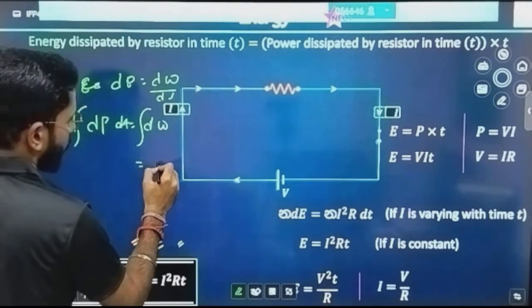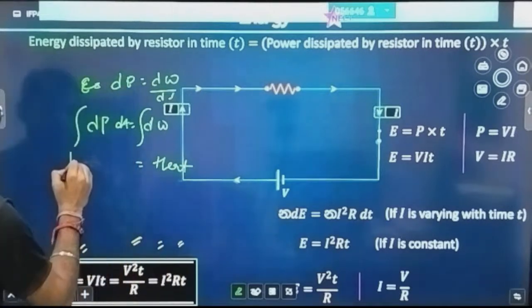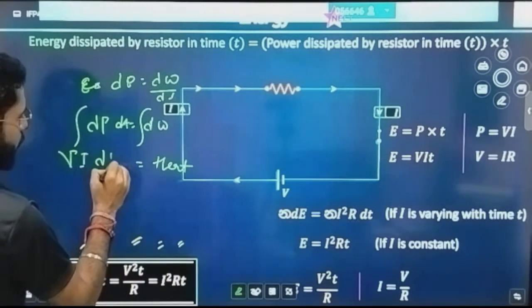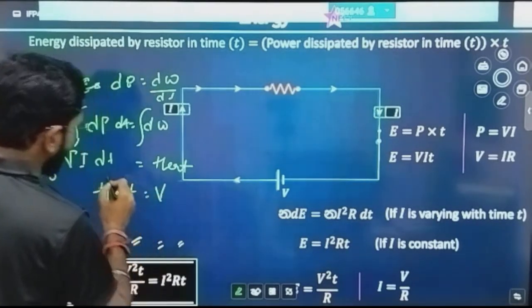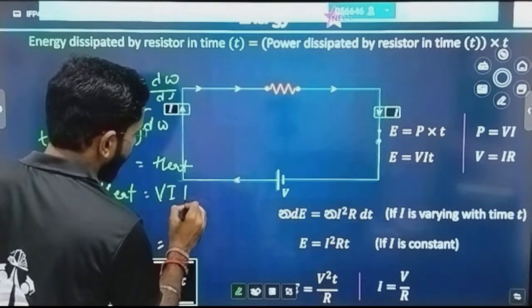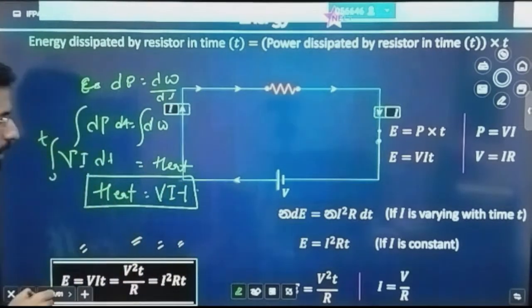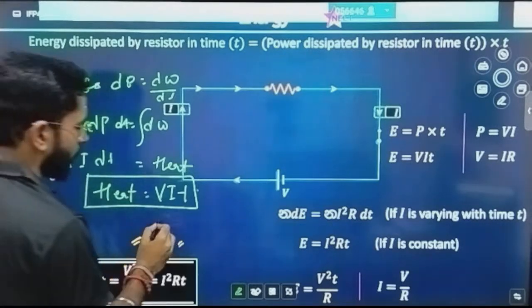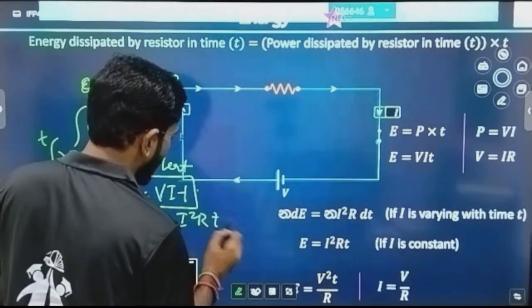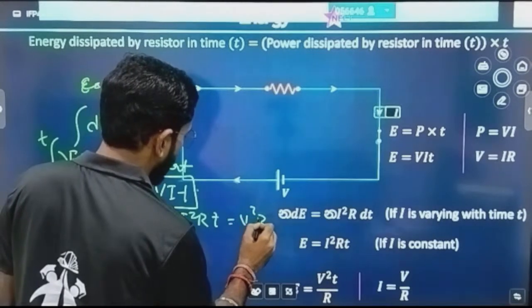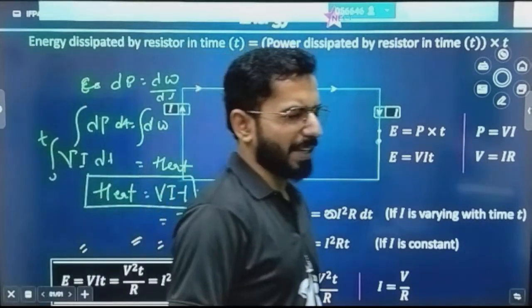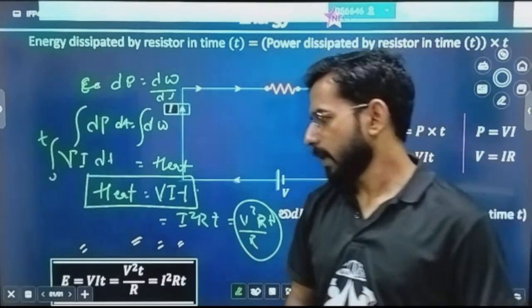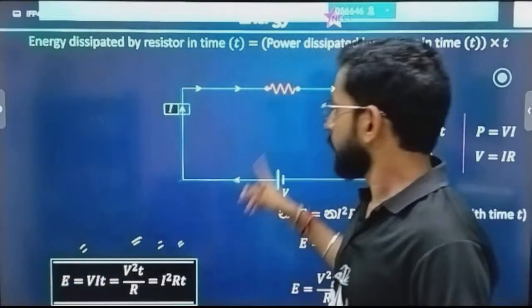Integrating both sides, the total heat dissipated is V into I, that is power, into dt, integrated from 0 to time t. That means heat is V into I into T. This is the result you get. I hope in the basic classes you have already studied this formula. The same formula can also be written as I square R into T, or V square T divided by R. You just have to multiply by a factor of time, and that's how you get the heat formula. Is it clear?